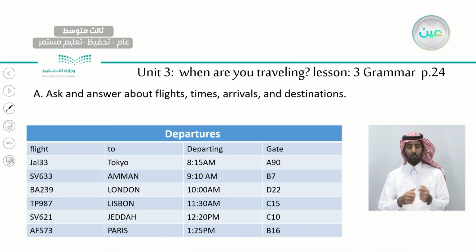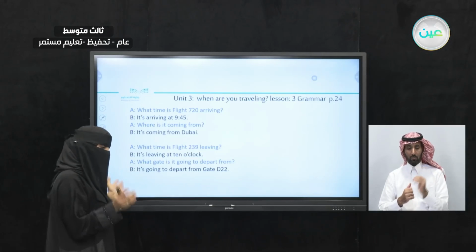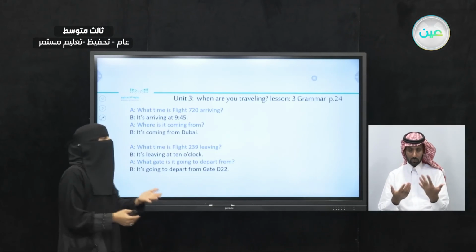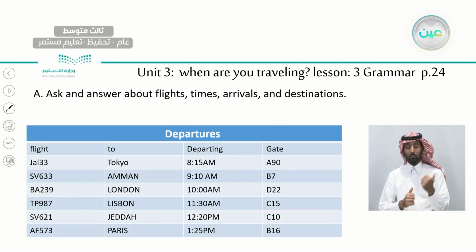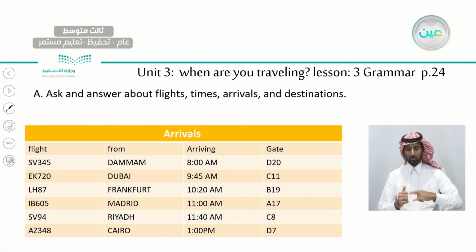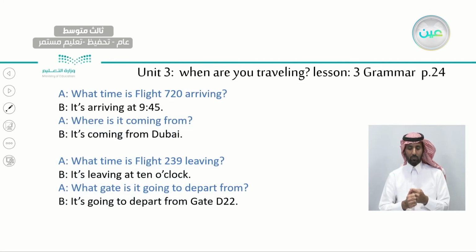We have this in front of us. What does the exercise want you to do? It wants you to ask and answer questions. Look at the table and try to ask questions. What time is flight 2720 arriving? It's arriving at 9:45. So you have to go back to the table to answer. Where is it coming from? It's coming from Dubai. Okay?